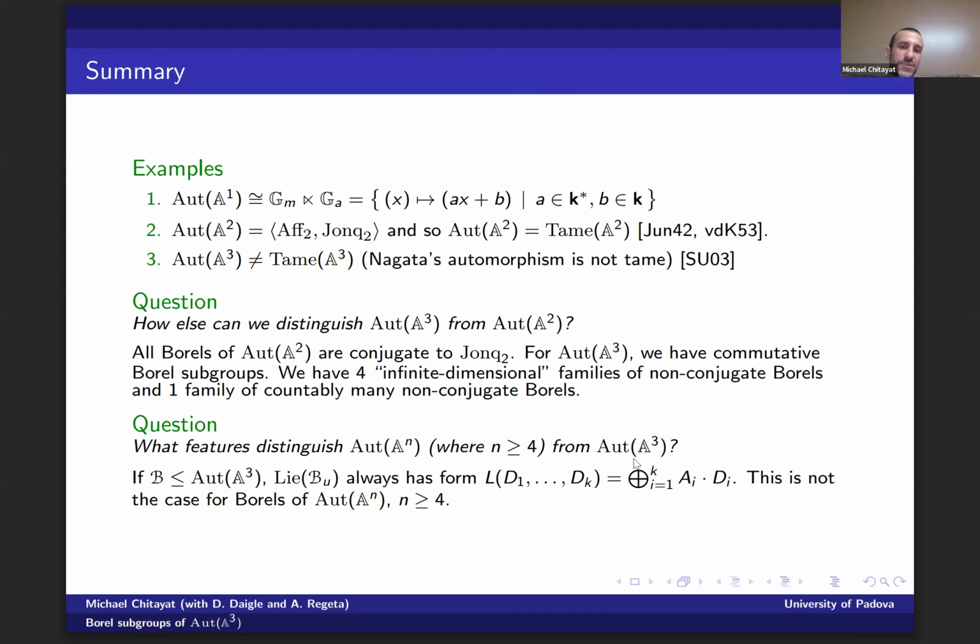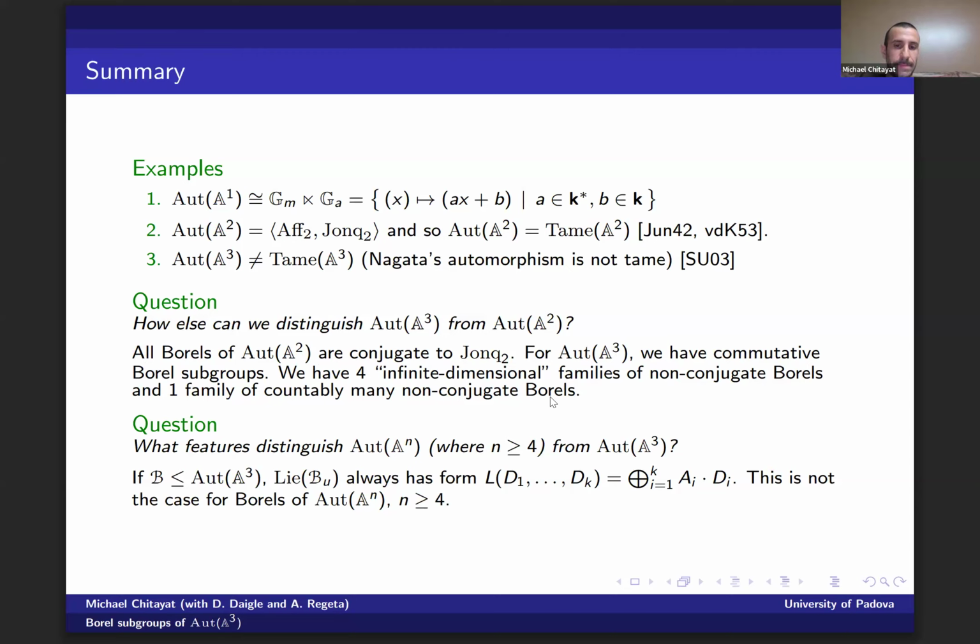And now we can just fill in the answers to the questions that we mentioned at the beginning. So in particular, how else can we distinguish Aut A3 from Aut A2? If we remember the theorem of Berest, Eshmatov, and Eshmatov, all Borel subgroups of Aut A2 are conjugate to Jung, but for Aut A3, that's not the case. We have commutative Borel subgroups. We have four quote unquote infinite dimensional families of non-conjugate Borel subgroups, and we have one family of countably many non-conjugate Borel subgroups.